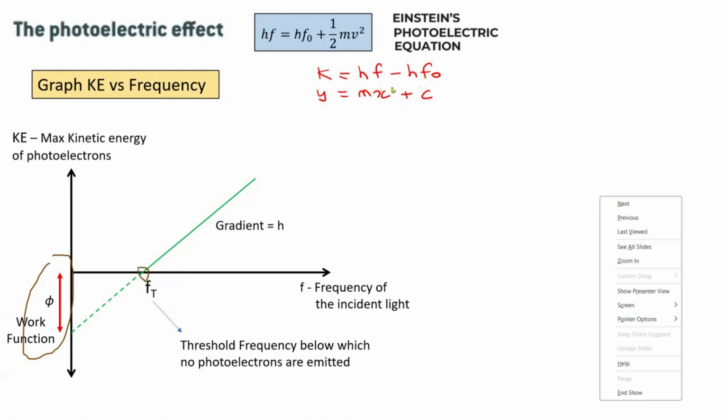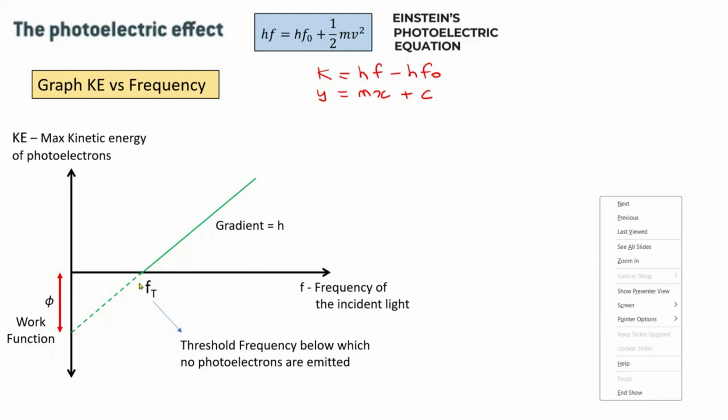If you look at this equation, how do you find this particular point? What is the y coordinate here, Thiru? What's the value of the y coordinate here? Zero. So if you put K as 0 here, you will get f is equal to f naught, which is your threshold frequency. Isn't it, Thiru? To get the work function is hf naught. That's your y-intercept.